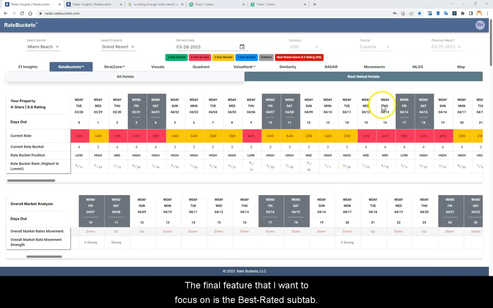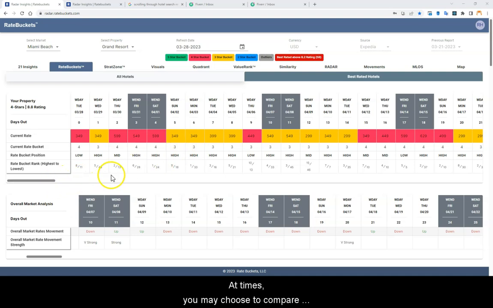The final feature that I want to focus on is the Best Rated subtab. In any given market, there is a specific subset of hotels that stand out from the rest for receiving higher ratings. In the Miami Beach market, which we are viewing today, there are 150 hotels, but 58 are considered best rated. Within this specific market, hotels with a rating of 8.2 or above can be classified as the best rated hotels. Again, the best rated subset is determined mathematically, using a machine learning algorithm.